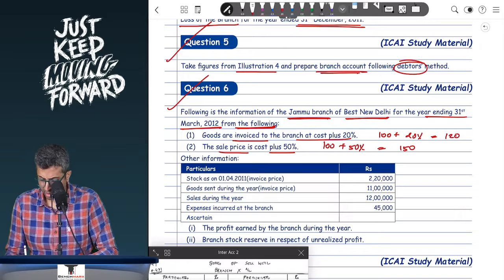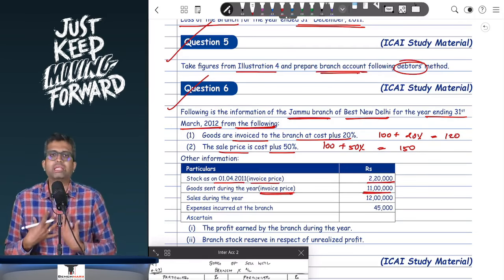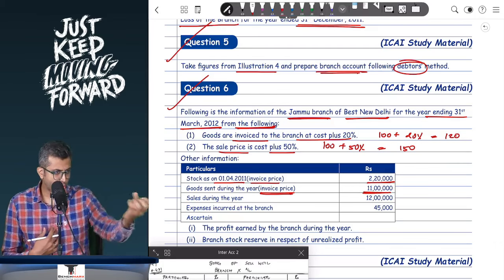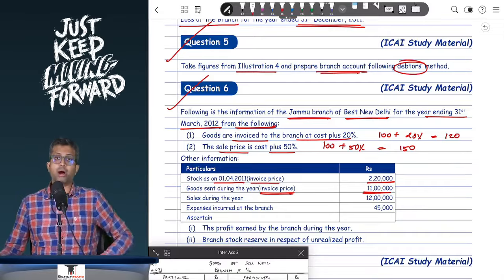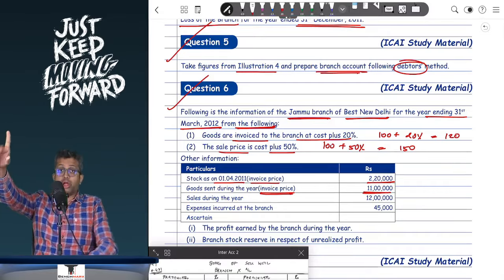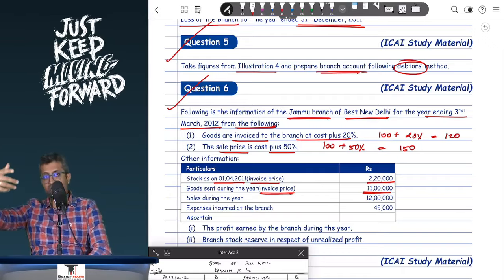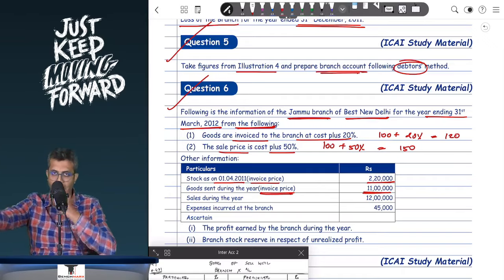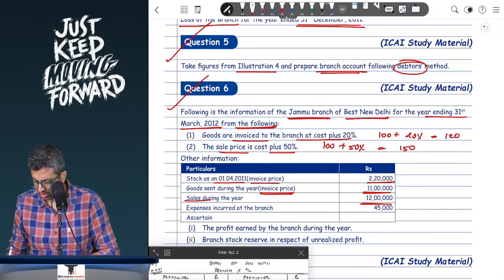Other information, stock on 1st April at the invoice price 2,20,000. Goods sent to the branch during the year 11 lakhs. This is for the retailer. This is a cost. Cost is the wholesale price or invoice price at which you are buying. A manufacturer may make the goods at 100. The manufacturer will give it to the wholesaler at 120, and then they will sell it at 150. Sales during the year is 12 lakhs, but sales must have happened probably at 150.